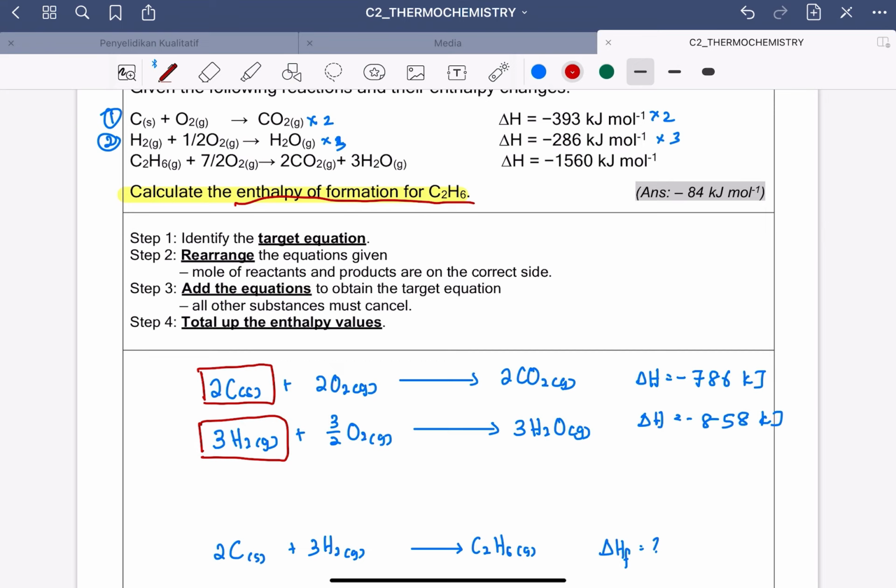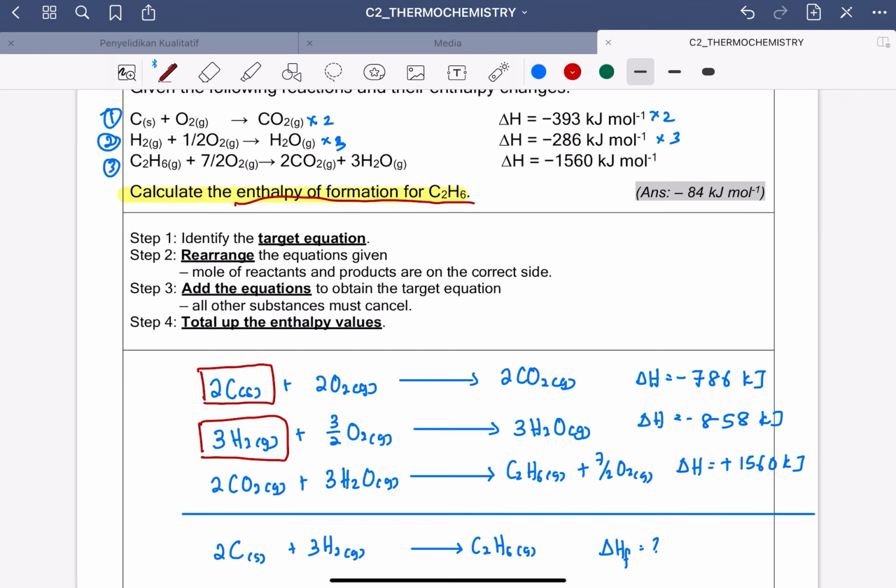And the last one, we need the ethane. As you can see, for number 3, we have to reverse it, and therefore we are going to get this. We don't need to multiply it as we need 1 mole only. So this one, the magnitude is the same but the sign is different, so this one will be positive kilojoule.